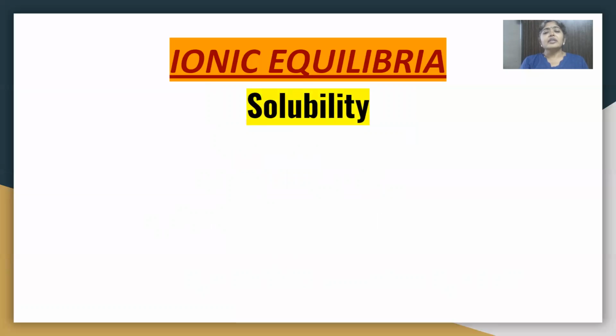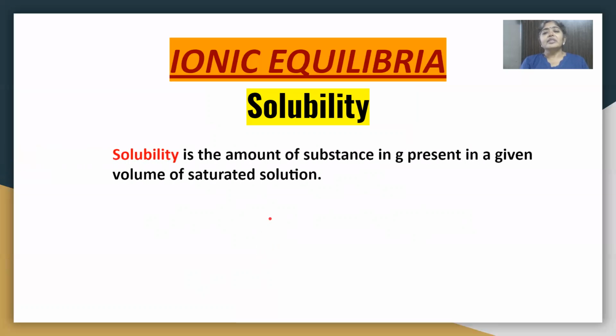Now, let us understand what is solubility. We have already learned about solubility, children, in our earlier sessions. But once again, what is solubility? Solubility is nothing but the amount of substance in grams present in a given volume of solution. So amount of substance in grams, that means the unit for solubility in this case would be grams per liter or grams per decimeter cube or grams per ml, depending on how the volume of the saturated solution is expressed. Okay, so this is solubility.